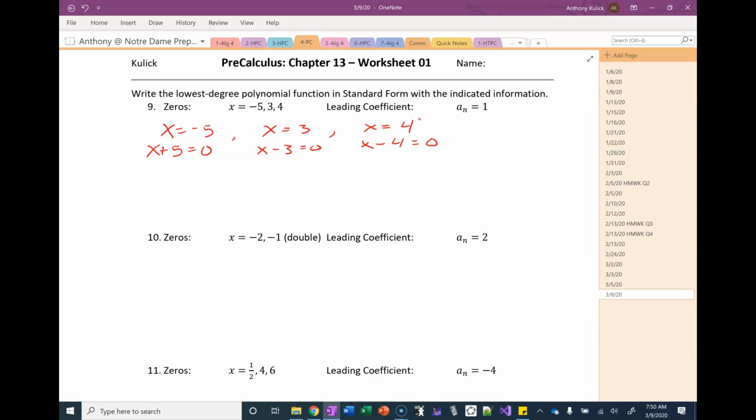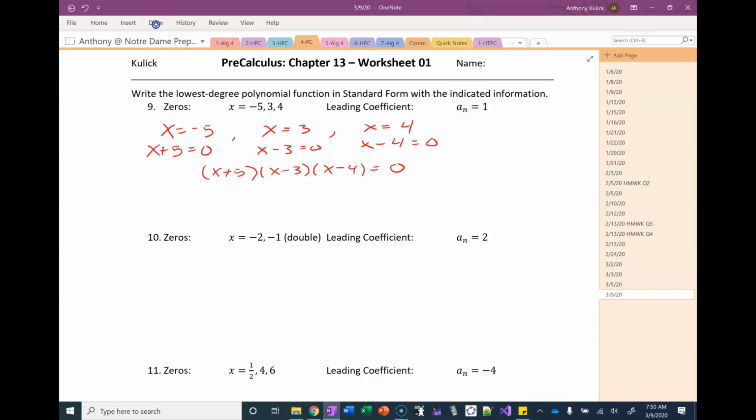Okay with that? Now I'm going to multiply these three equations together. I'll multiply the left-hand sides together, and then the right-hand sides together, but 0 times 0 times 0 is just 0 still. Okay with that?